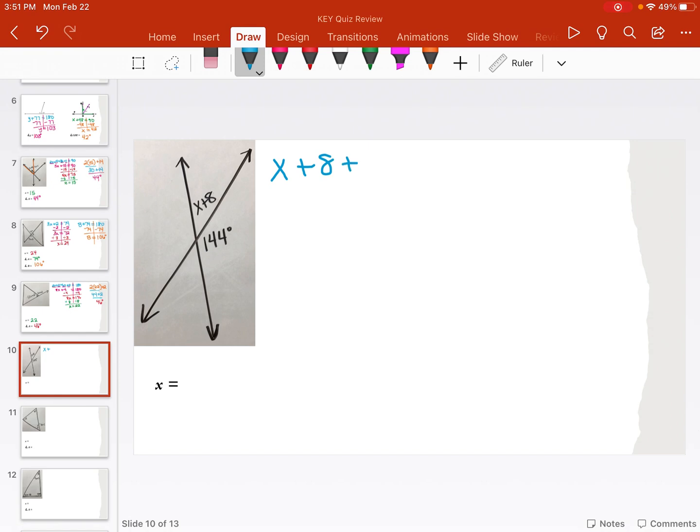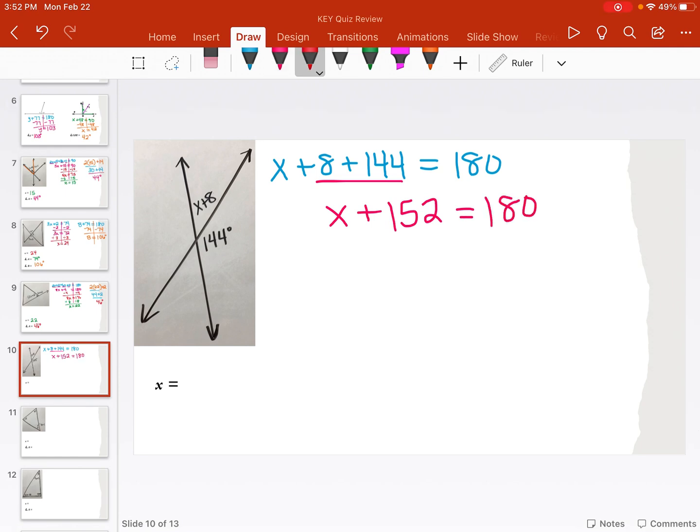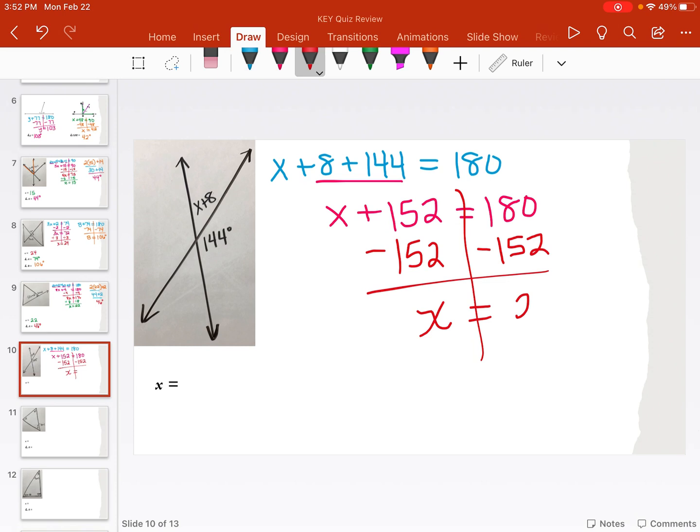X plus 8 plus 144 equals 180. Combine these like terms. So X plus 152 equals 180. Subtract 152, subtract 152, and I get X is equal to 28.